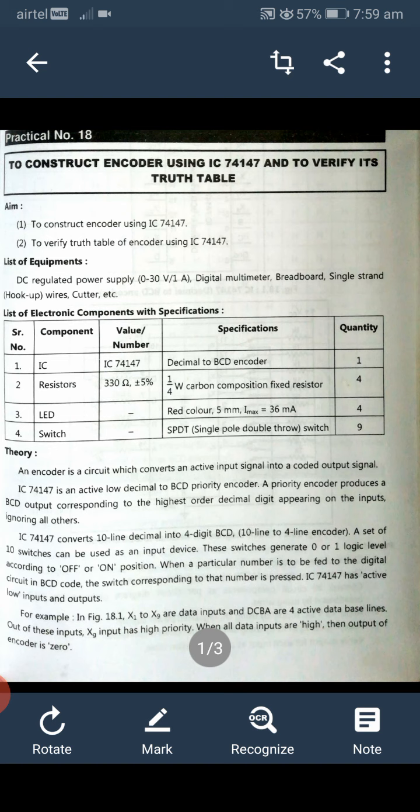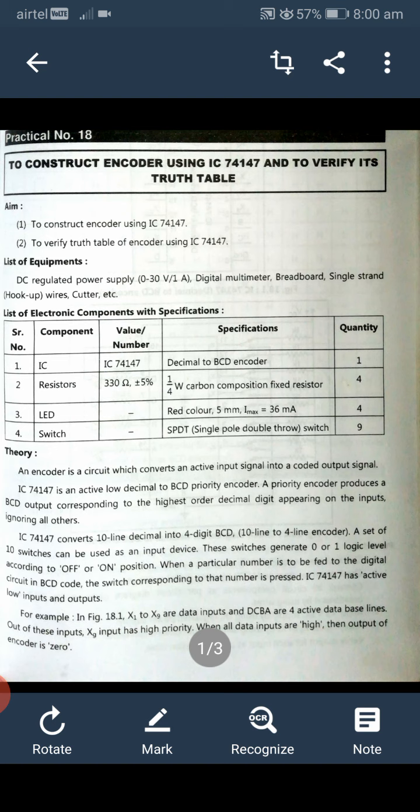Today we are going to discuss a new experiment: to construct an encoder using IC 74147 and to verify its truth table. The aim of this experiment is to construct an encoder using IC 74147 and verify the truth table of the encoder using IC 74147.